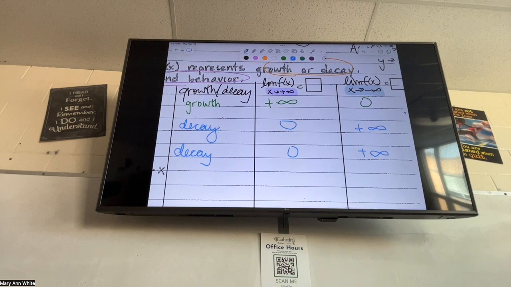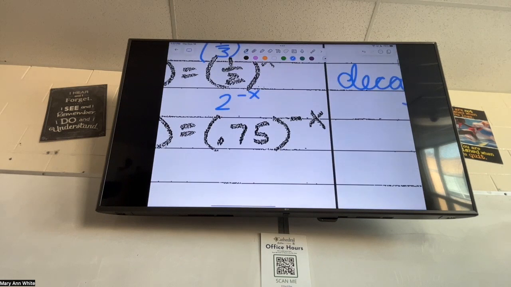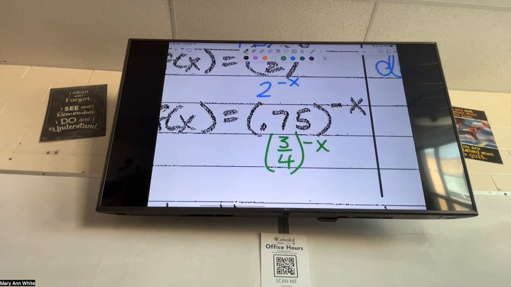Are you guys okay that the fraction and separately the negative exponent made us be a decay? Okay. Now, I have a fraction, or I guess a decimal, with a negative. Think about that fraction. That's like 3/4 to the negative x. So we could make that 4/3 to the x. It's going to be growth. It's going to be like A.